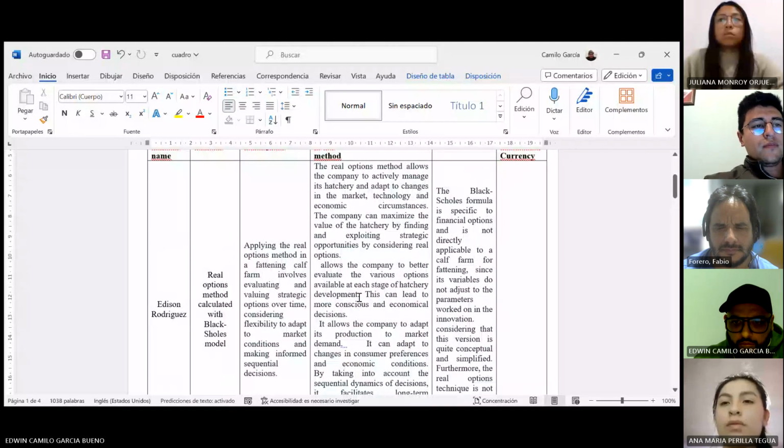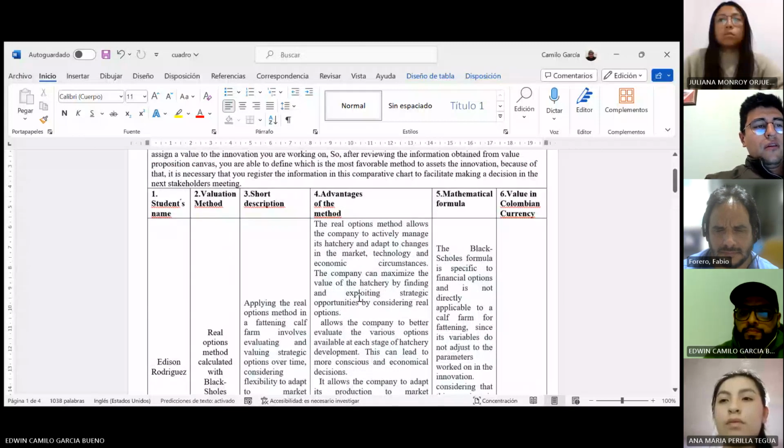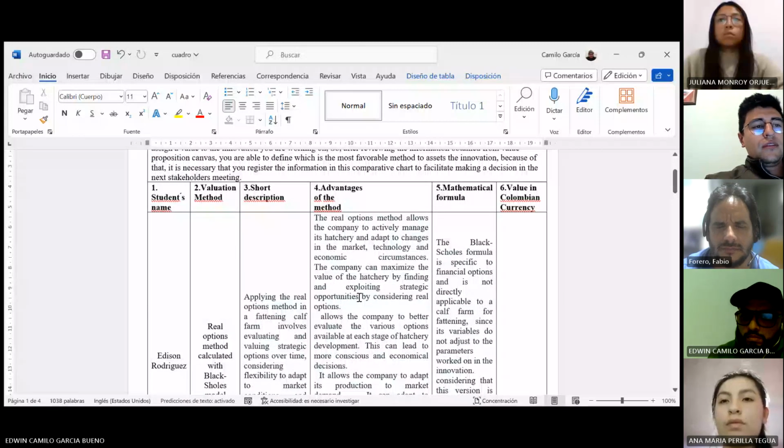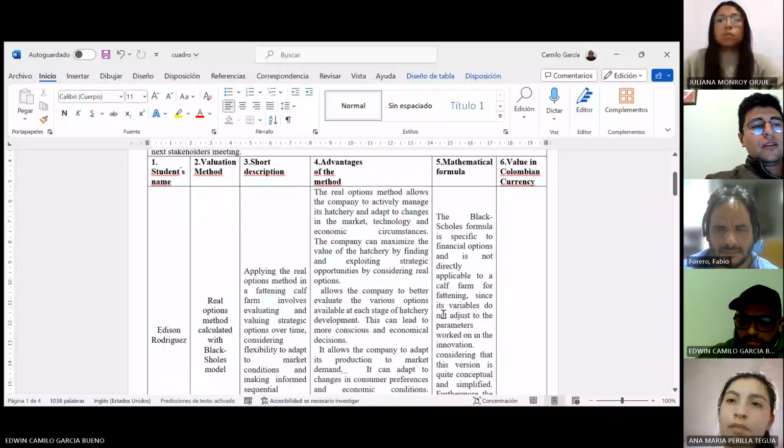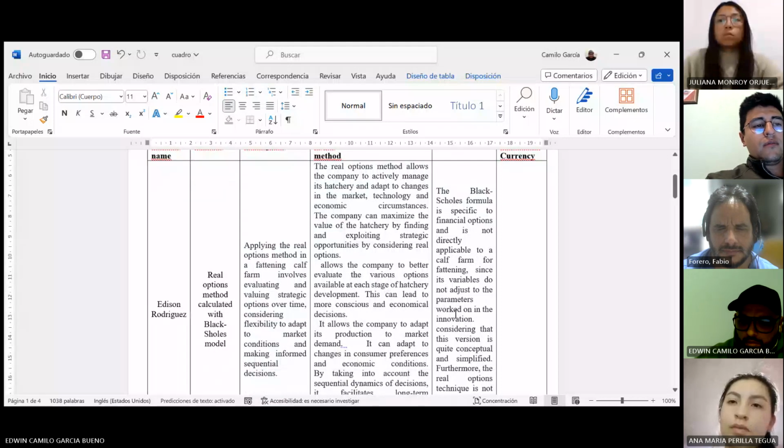Mathematical formula: the Black-Scholes formula is specific to financial options and is not directly applicable to the hatchery for funding, since its variables do not adjust to the parameters required.